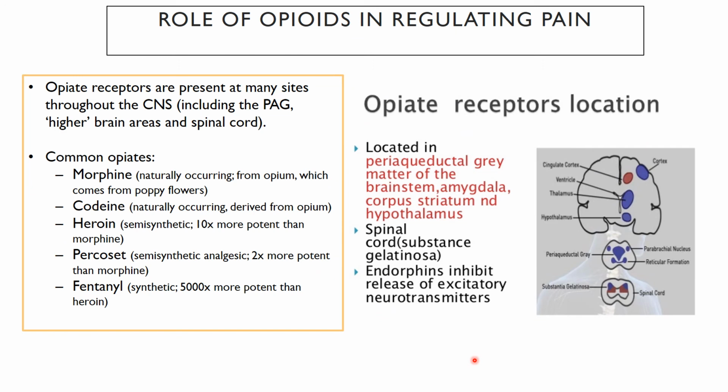One of the key ways that the descending pathway regulates pain sensation is via endogenous opiates. We have chemicals in our bodies that act on opiate receptors. These chemicals that act on opiate receptors are the endorphins, and they will act upon those opiate receptors and regulate pain information.